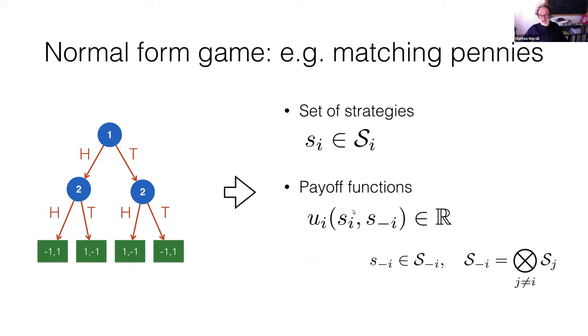And so you can fully define your game by defining directly what is the payoff for each player i if you play strategy S_i against strategy S minus i, okay? And this is a real function, it corresponds to these numbers here, okay? So this is essentially how you define a game in game theory.